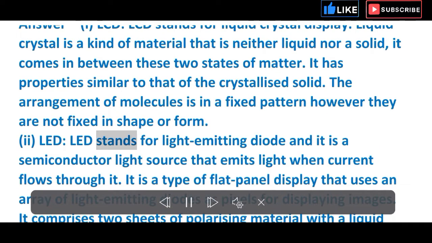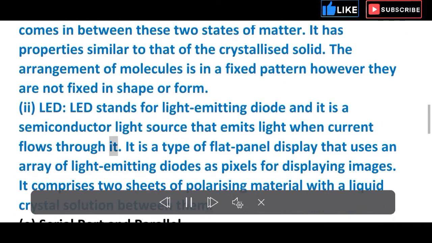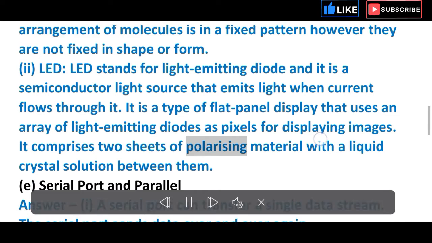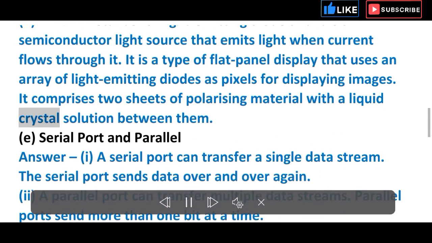II. LED. LED stands for light-emitting diode, and it is a semiconductor light source that emits light when current flows through it. It is a type of flat panel display that uses an array of light-emitting diodes as pixels for displaying images. It comprises two sheets of polarizing material with a liquid crystal solution between them.